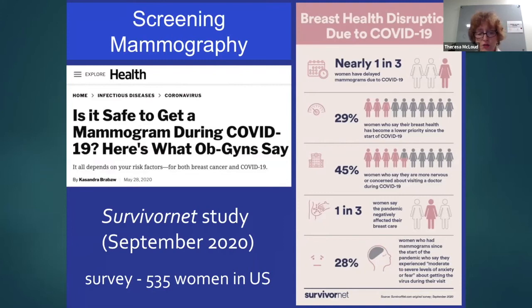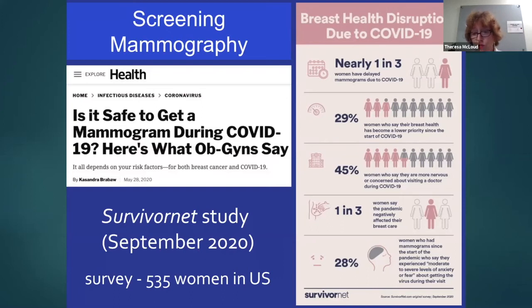And this was a study of 535 women in the US. Nearly 1 in 3 delayed their mammograms due to COVID-19. 29% said that breast health had become a lower priority due to COVID-19. Now that may be due to their domestic situation. The kids weren't in school, they were trying to take care of their kids, they were trying to work from home and so forth, and they didn't have the time or the opportunity to get screening.